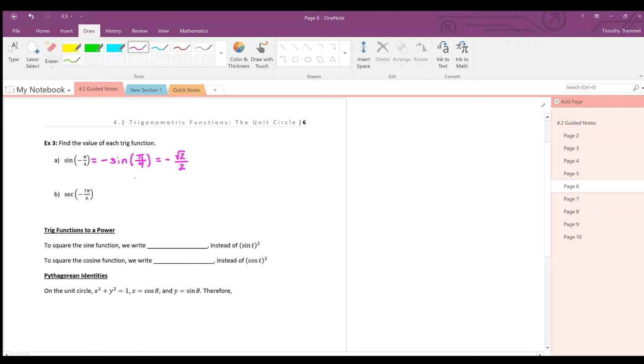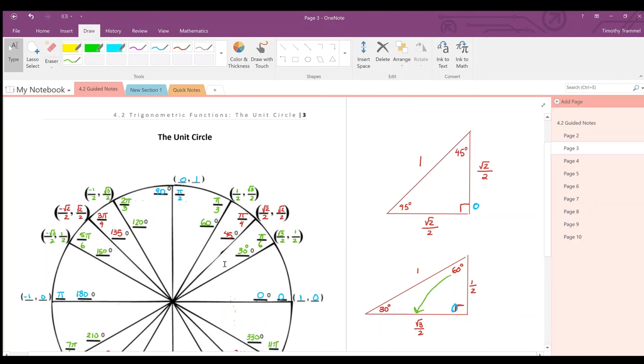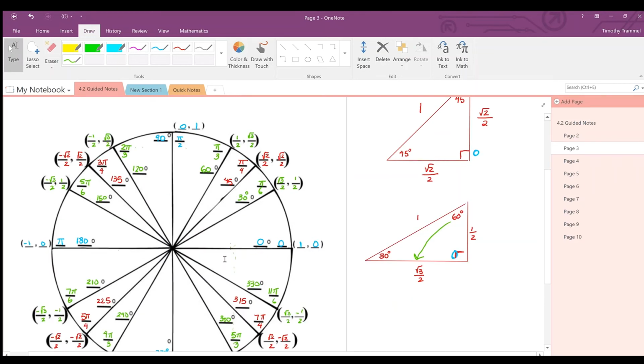Okay. But I want us to think about why this was helpful to do this in the first place. If I go to my unit circle here, you will not see any negative angles, right? You see angles between 0 and 2 pi. Okay. So that's really the real reason that this is helpful.